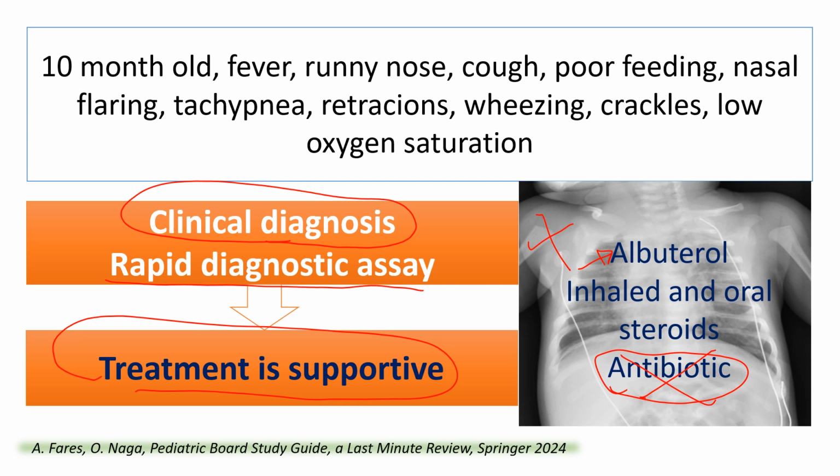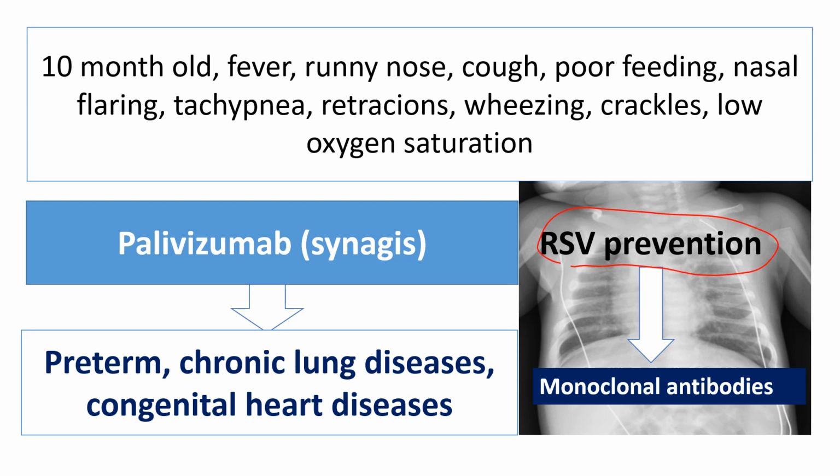Albuterol can be given as a trial if the family history is positive for asthma and the child is responding. RSV prevention is required during RSV season with monoclonal antibodies, palivizumab or Synagis, in cases of preterm infants, infants with chronic lung diseases and congenital heart diseases.